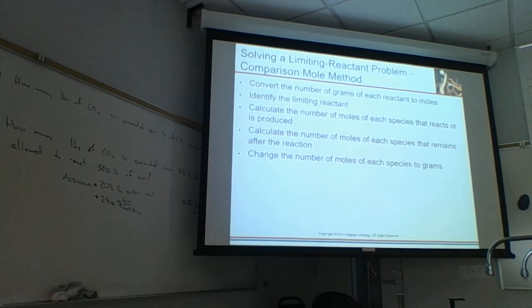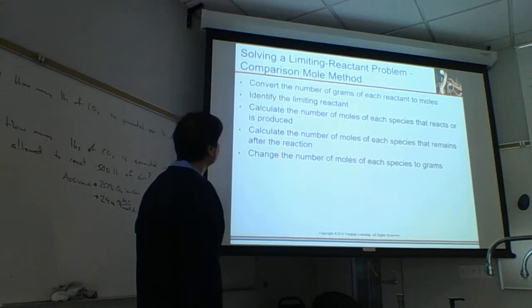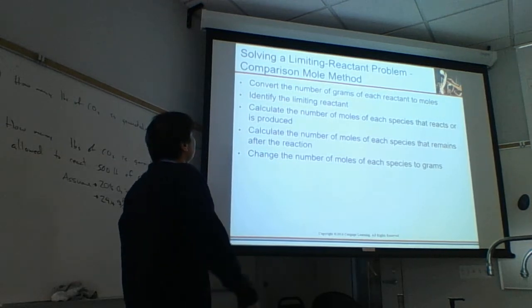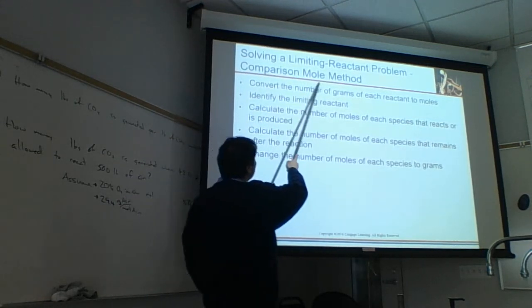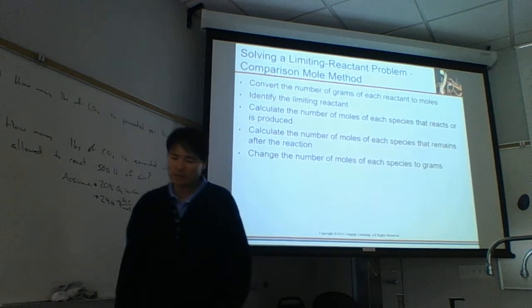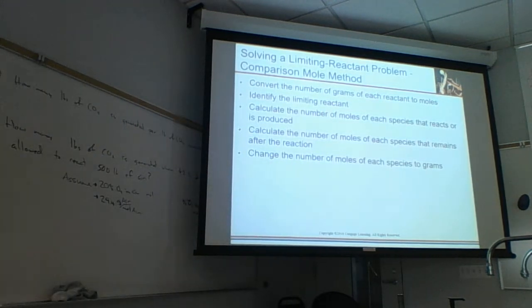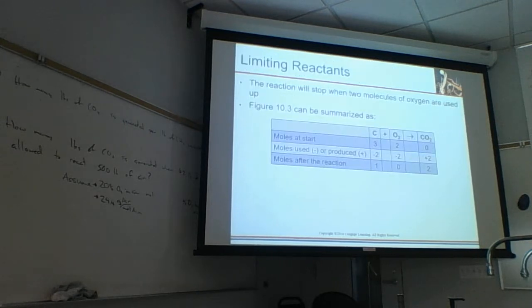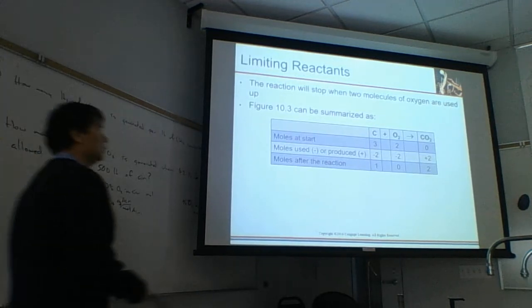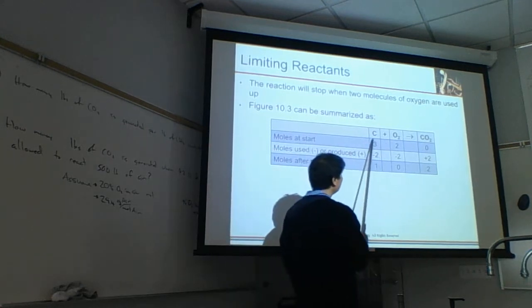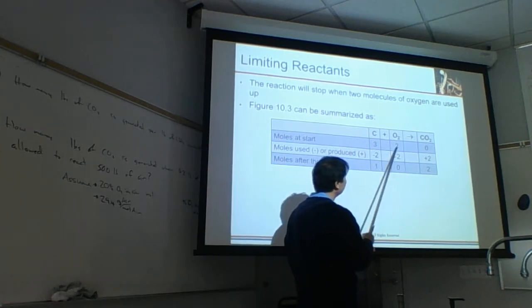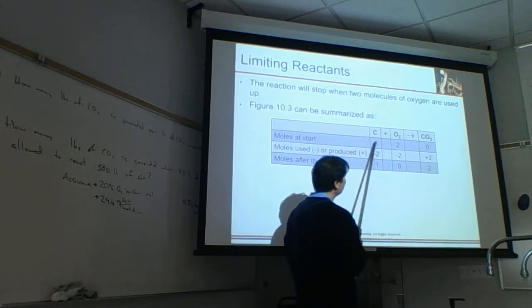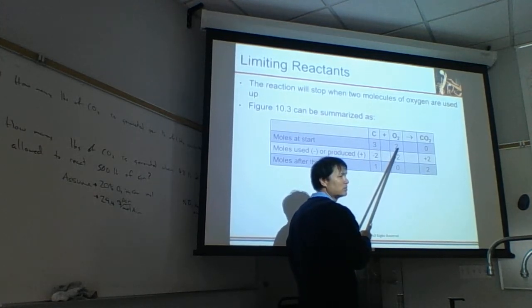So how do we solve these types of problems? There are 2 ways we could solve this problem. This is the comparison of moles method, which is like taking a look at this table. We know we need these in a 1-to-1 ratio, so when we compare the moles given, we got too much carbon, not enough oxygen.